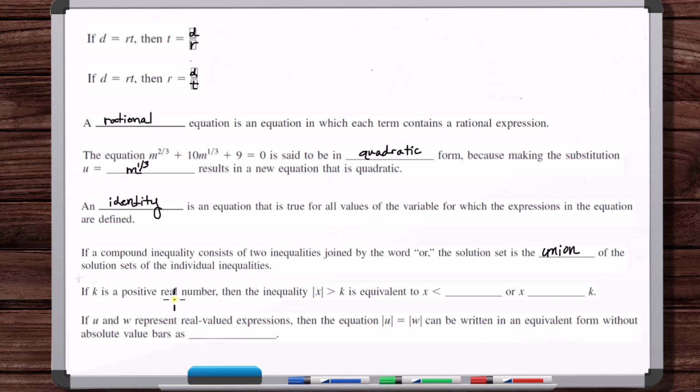If k is a positive real number, then the inequality, the absolute value of x is greater than k, is equivalent to, so okay, this is absolute value inequalities. This is one scenario where you have the absolute value of x is greater than k. So this is equivalent to x is less than minus k, or x is greater than k.